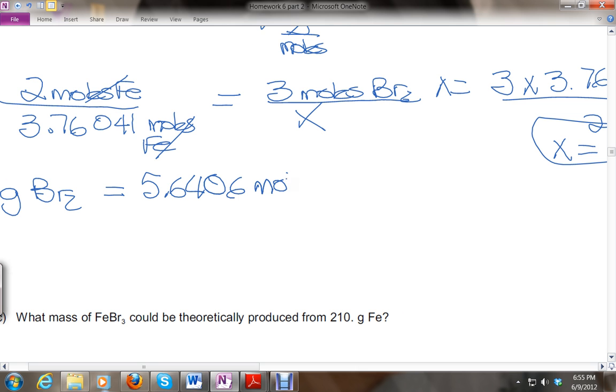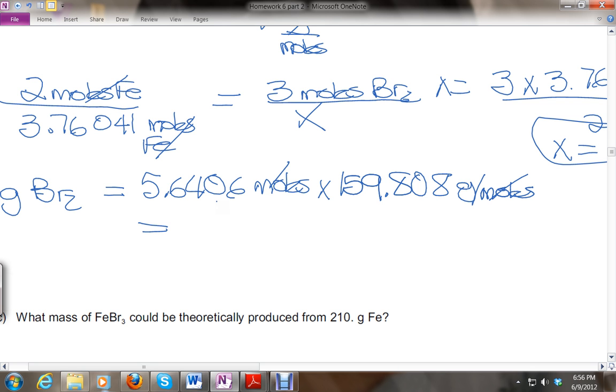5.6406 moles of bromine multiplied by the molar mass, which is 159.808 grams per mole, twice the 79 for bromine. The grams per mole cancels out, and it's going to be 901.415 grams, and 3 sig figs again. All of them are 3 sig figs.